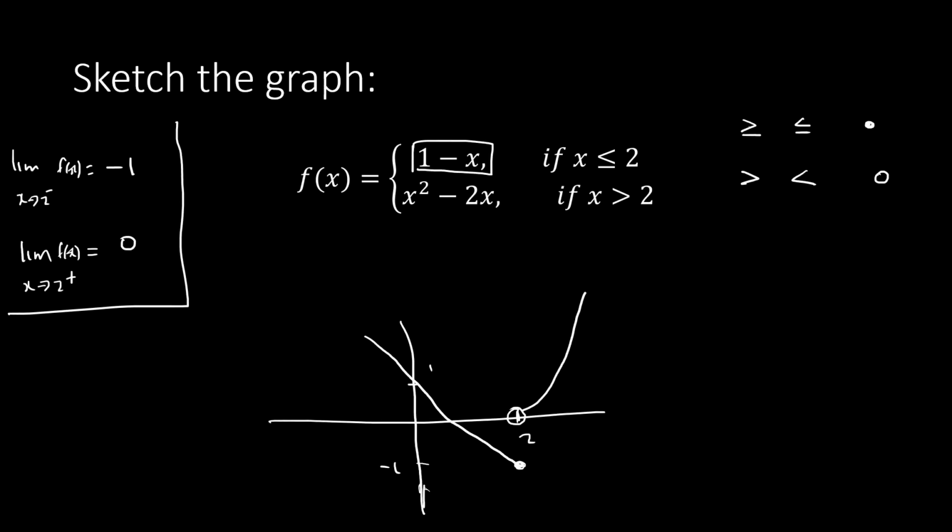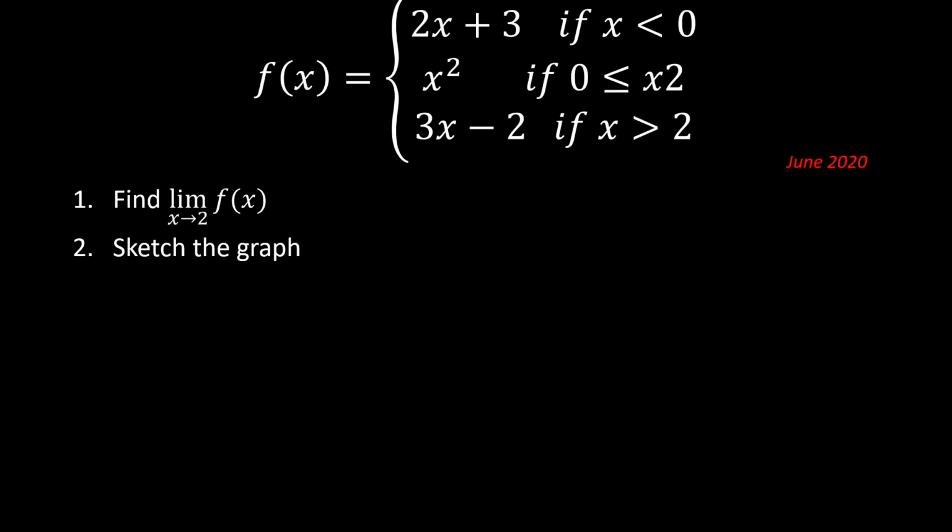So let's get to our questions. This is June 2020. First question, find the limit as x approaches 2. The next question, sketch the graph. If they want the limit as x approaches 2, we have to find the limit as x approaches 2 from the left side and the limit as x approaches 2 from the positive side. If they are equal, that's your limit. If they are not equal, the limit does not exist.